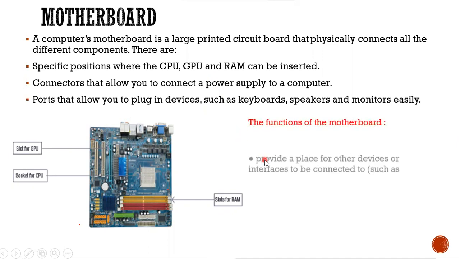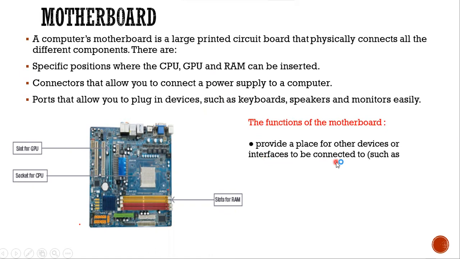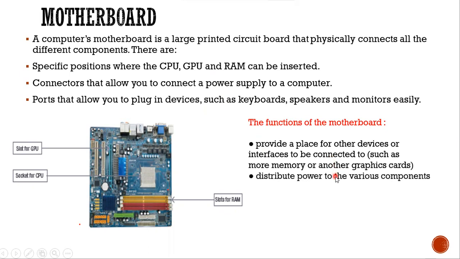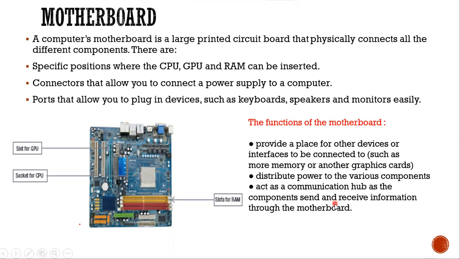Now the function of the motherboard is to provide a place for all devices or interfaces to be connected, such as more memory, where you can add more RAM or other graphics cards. The function is also to distribute power to the various components. So a motherboard provides a place for different components to be connected. It allows the distribution of power. It also acts as a communication hub, as the components send and receive information through the motherboard. So information, for example, between RAM and your CPU travels through the motherboard.